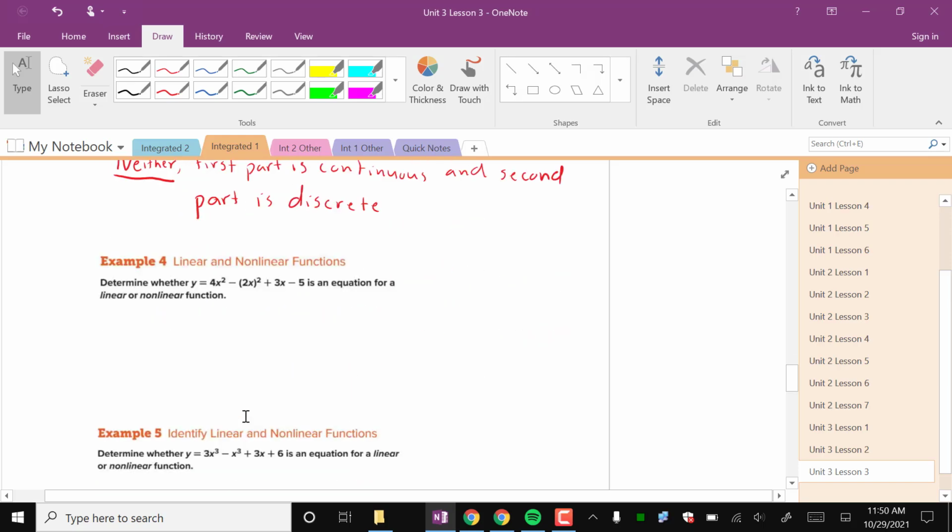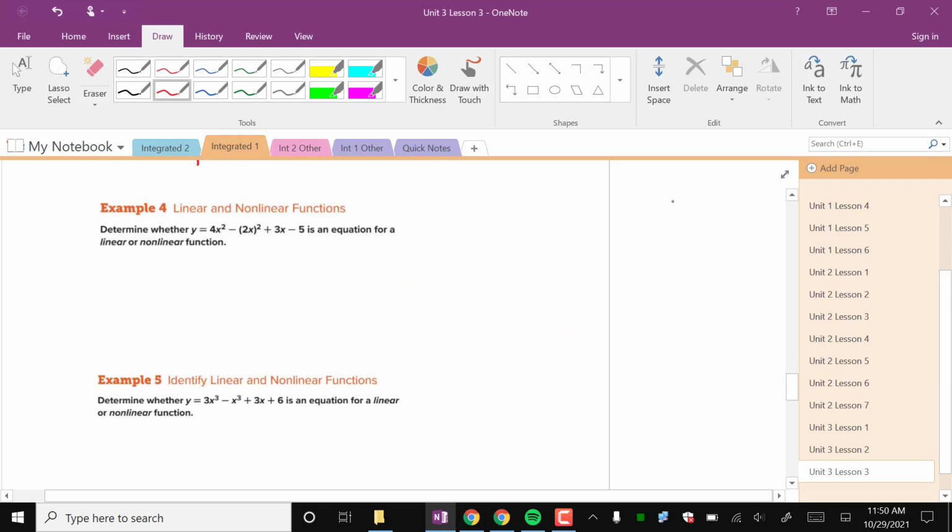In this next part, example 4, we're dealing with that ax plus by equals c idea. We want to determine whether y equals 4x squared minus (2x) squared plus 3x minus 5 is an equation of a linear or nonlinear function. If it comes in this form, then it will be linear.